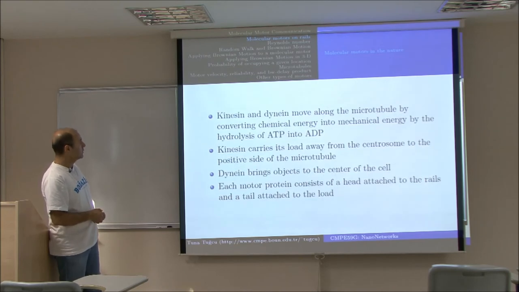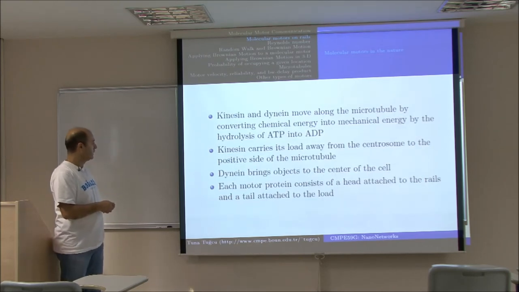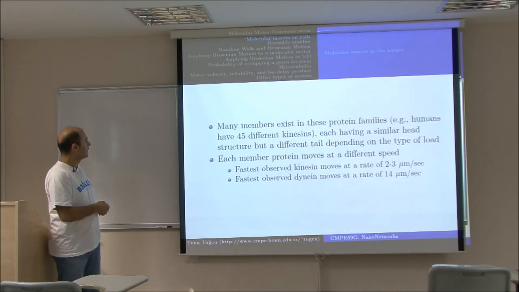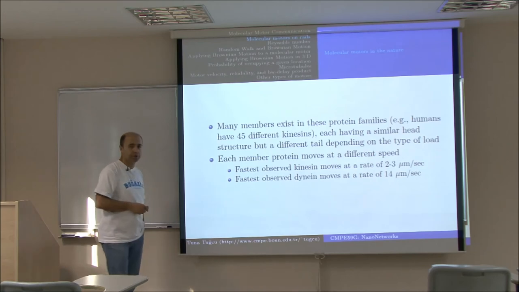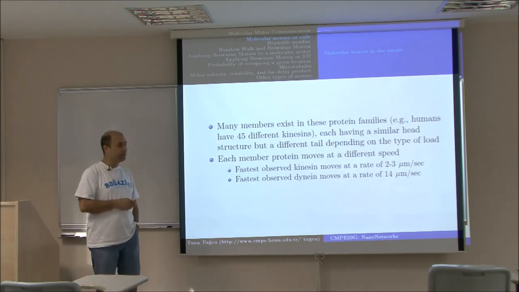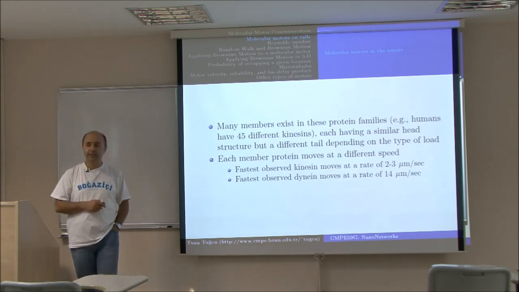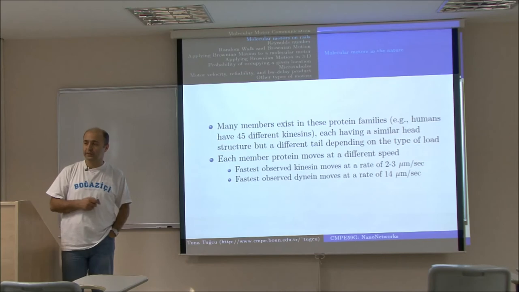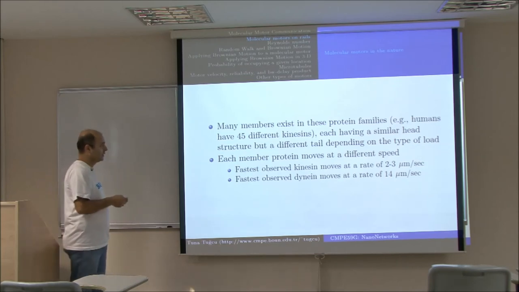We already talked about this. There are many types of molecular motors. For example, for humans, we have 45 different kinesins. So it's not a single type of kinesin. There are different kinesins in the human body.